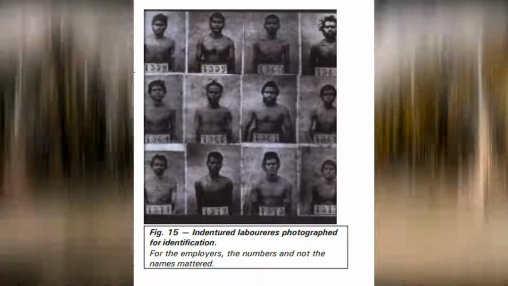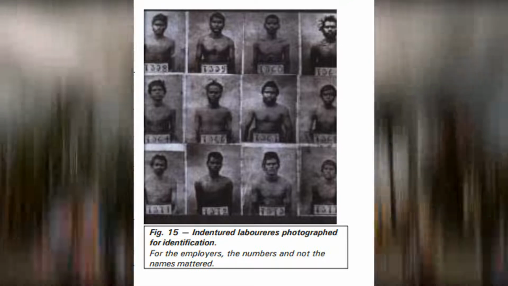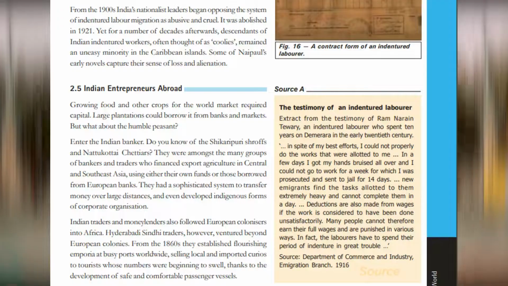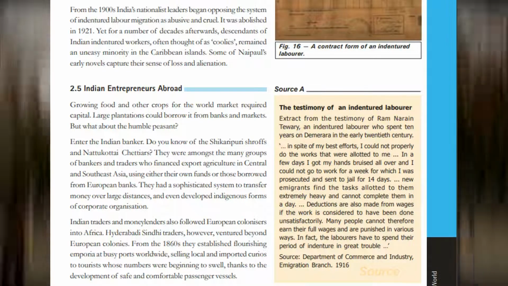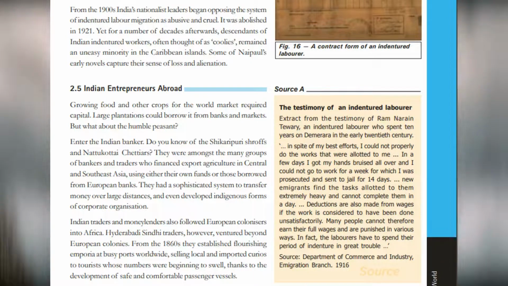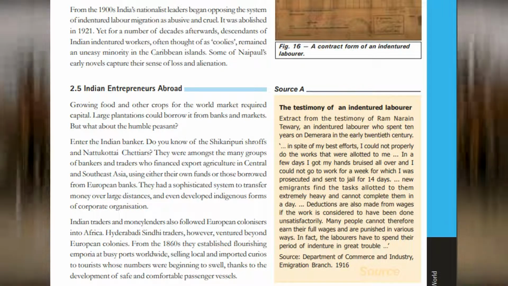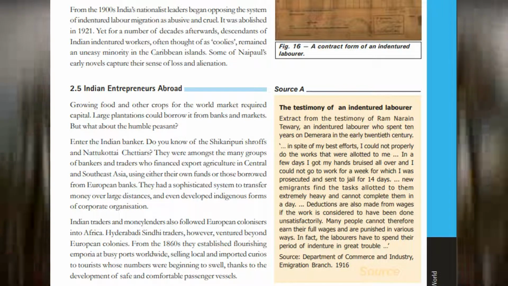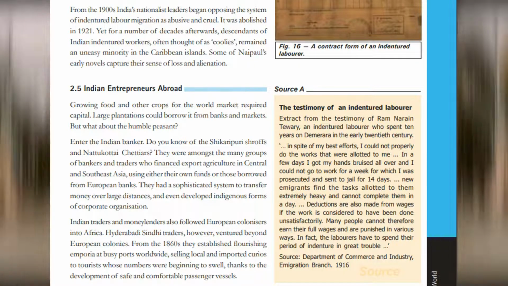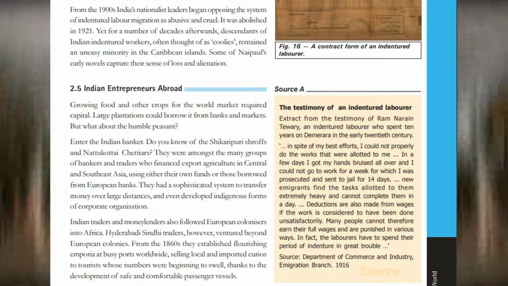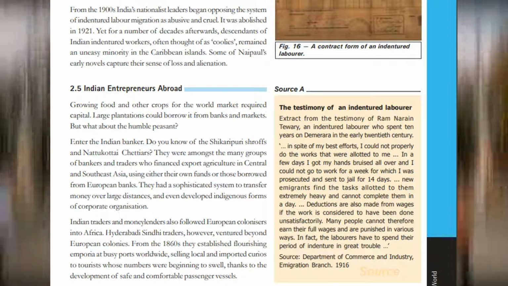Figure 15. Indentured laborers photographed for identification. For the employers, the numbers and not the names mattered. From the 1900s, India's nationalist leaders began opposing the system of indentured labor migration as abusive and cruel. It was abolished in 1921. Yet for a number of decades afterwards, descendants of Indian indentured workers, often thought of as coolies, remained an uneasy minority in the Caribbean islands. Some of Naipaul's early novels capture their sense of loss and alienation.